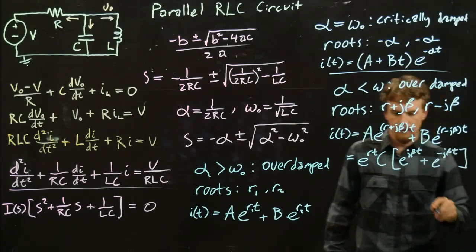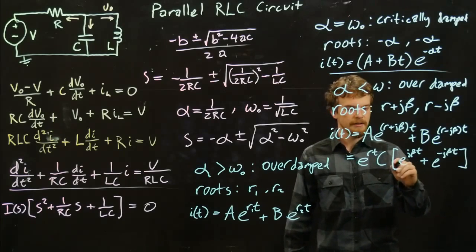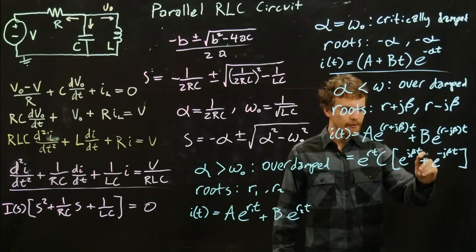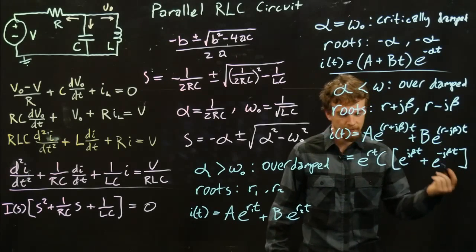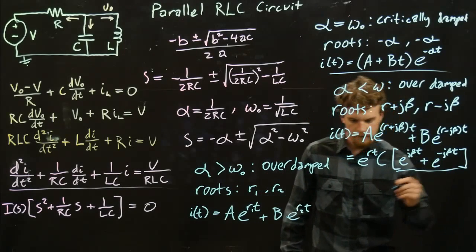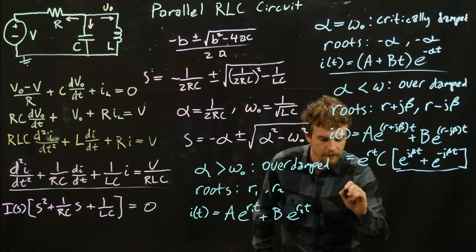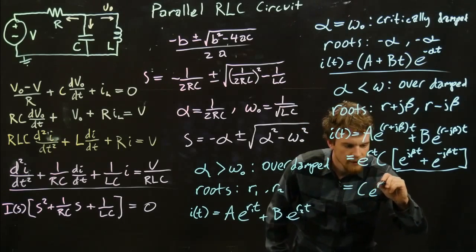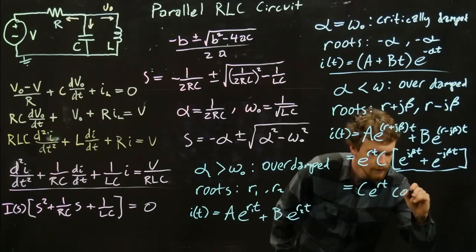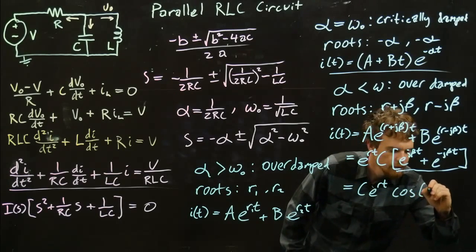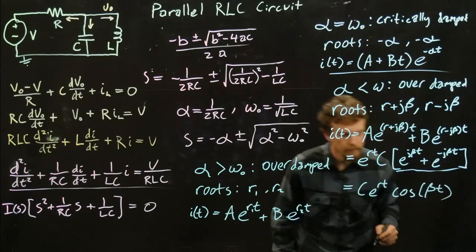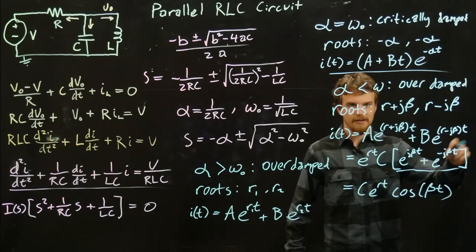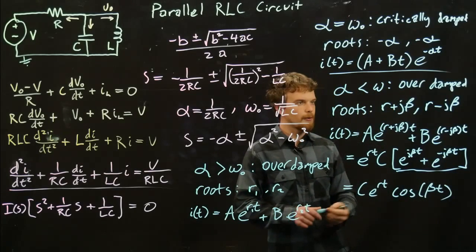And what is this? I don't know if you've had a class that you've gone over Euler's identities in yet, but this is equal to 1/2 cosine of beta t, this term right here. So ultimately this equals c times e to the rt times cosine of beta t. So we see that we'll have some oscillation in our response.